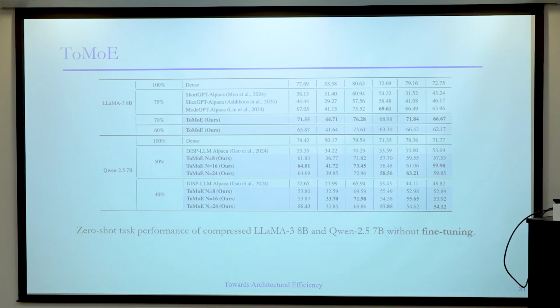So here are some results regarding our method, where we show the zero-shot task performance of the compressed Llama 3 8B model and Qwen 2.5 7B model without any fine-tuning. You can see the MoE model can achieve much better performance than the structured pruning baselines. And it has much better utilization of the model parameters. And it can change the model architectures when loading different tokens or different inputs.